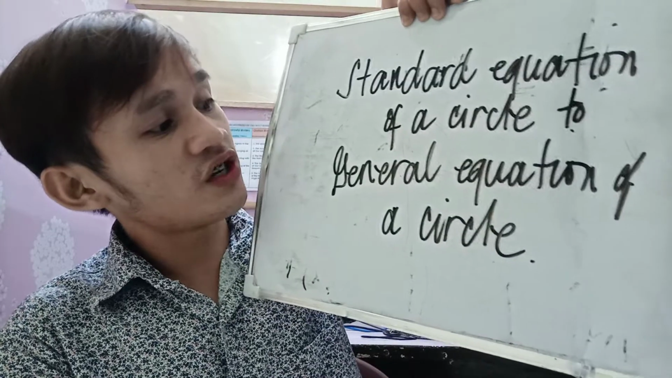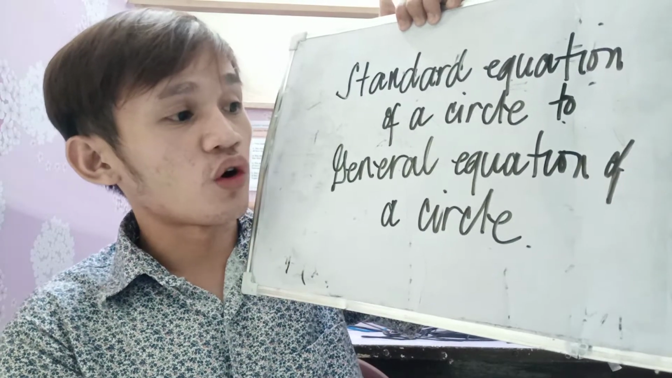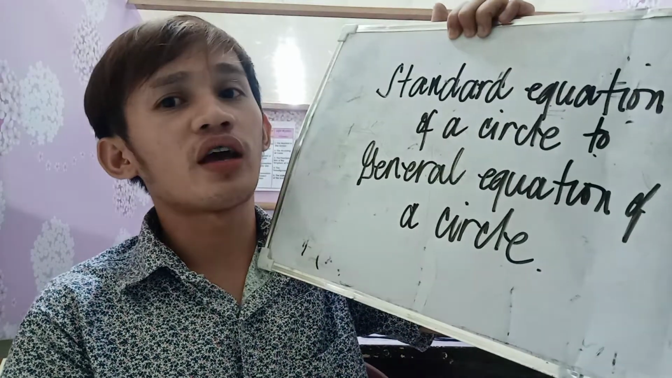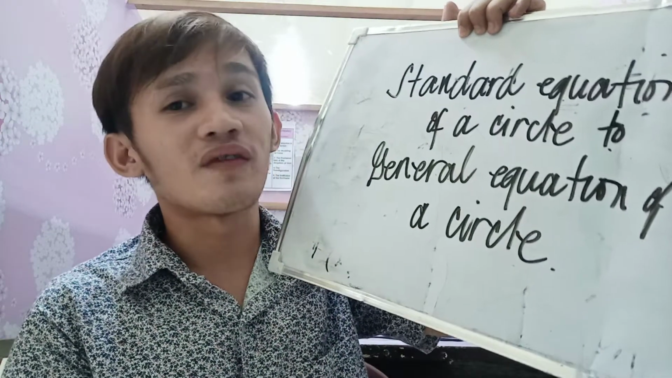So for today's video, we are going to discuss how to write the standard equation of a circle as the general equation of a circle. Okay, so we will start with the first example. Last time, in our previous video, I discussed with you what a circle is and also how to write a standard equation of a circle given a center and a radius. So let us have the first example.